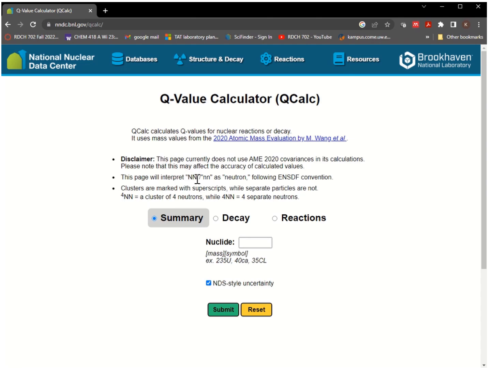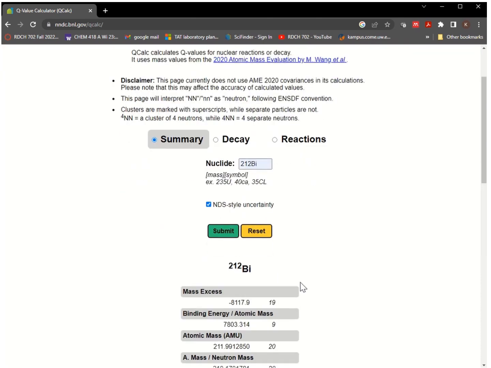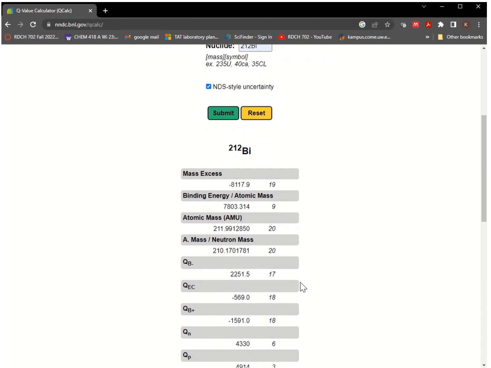For instance, NN, lowercase or uppercase, is listed as a neutron. So there are a few things this site can do. First, we'll start with the summary. If we just put in an isotope, let's start with bismuth-212, and say submit, it'll give me all the information about the decays of bismuth-212 and some of the nuclear data. So here's the isotope bismuth-212.